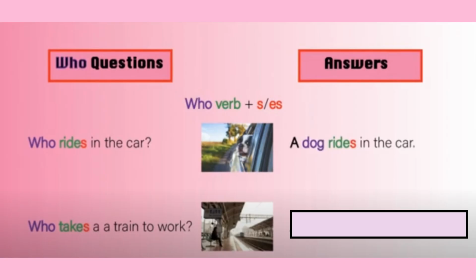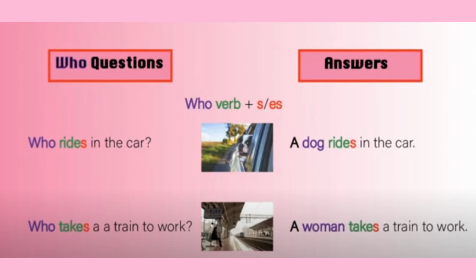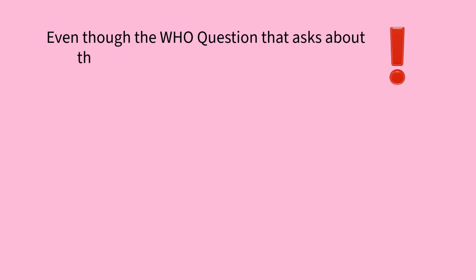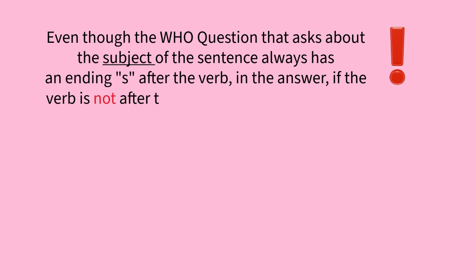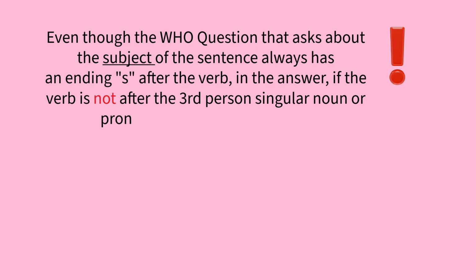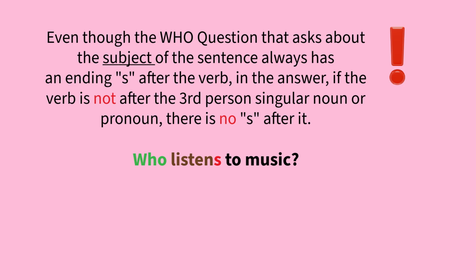A dog rides in the car. Who takes a train to work? A woman takes a train to work. Even though the who question that asks about the subject of the sentence always has an ending s after the verb, in the answer, if the verb is not after the third person singular noun or pronoun, there is no s after it. Who listens to music? I listen to music.